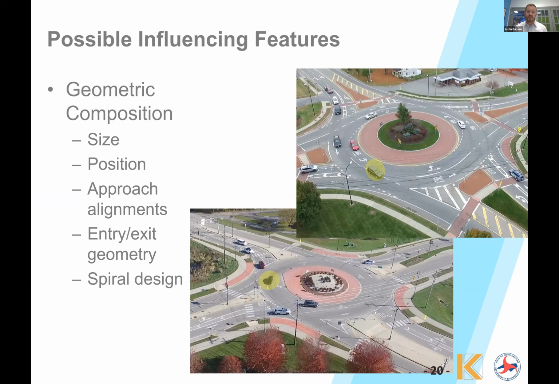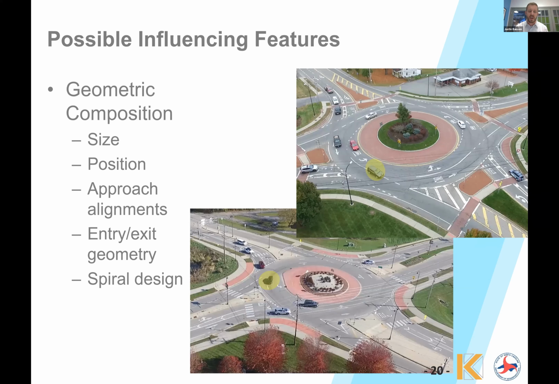But there's a lot of factors that go into this. And I think part of the confusion for drivers is that there's so many different variations of size, position, approach alignment, entry and exit geometry, different lane configurations, different spiral designs that they may encounter. But there's no two that are quite alike. So that's what we're trying to distill down: are there some common themes that can help, maybe not standardize roundabouts, you're never going to have a template, but try to evolve some of the design practices a little bit more.